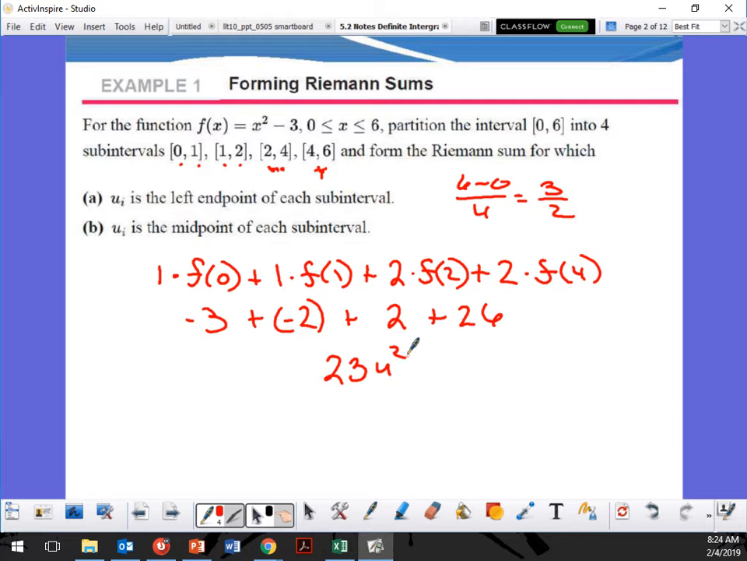So now the next one is going to be one we haven't done yet. Midpoint.